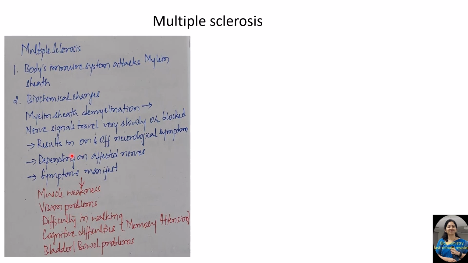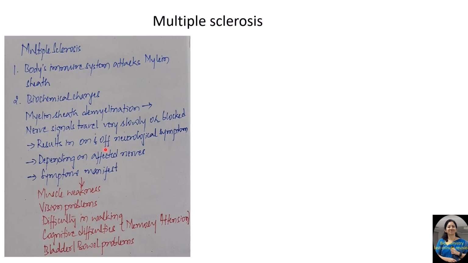Now, what are the biochemical changes that take place in multiple sclerosis? So the basic problem is myelin sheath demyelination. So what happens is nerve signals travel very slowly. Whenever it is demyelinated, the nerve impulse transmission is very slow, or sometimes it may be blocked if the sheath is completely lost. Now this results in on and off neurological symptoms. So the symptoms are not continuous. Whenever there is degeneration, the symptoms appear, and whenever the sheath is getting formed, or mild demyelination is there, the symptoms disappear.